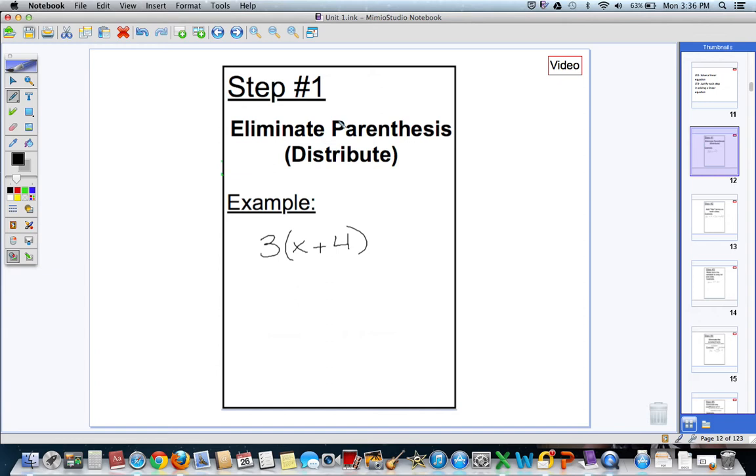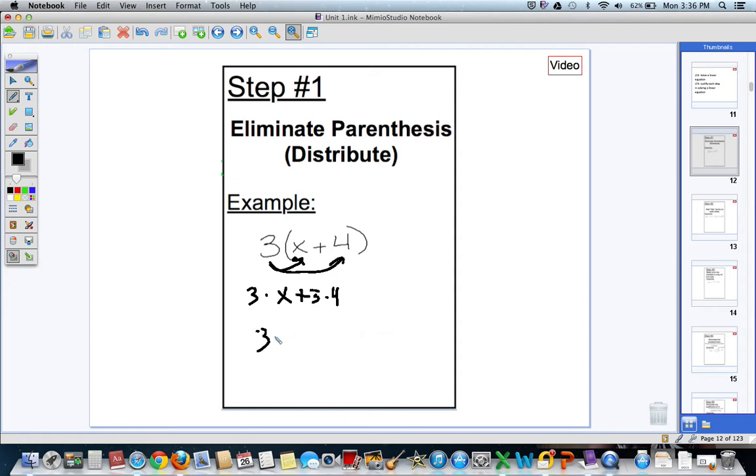So whenever you have an equation and there are parentheses, the first thing you're going to do is distribute. If there's no parentheses, you move on to step 2. So if this is our example, 3 times parentheses x plus 4, the way we're going to do this is we're going to do 3 times x, and then my 3 times 4.